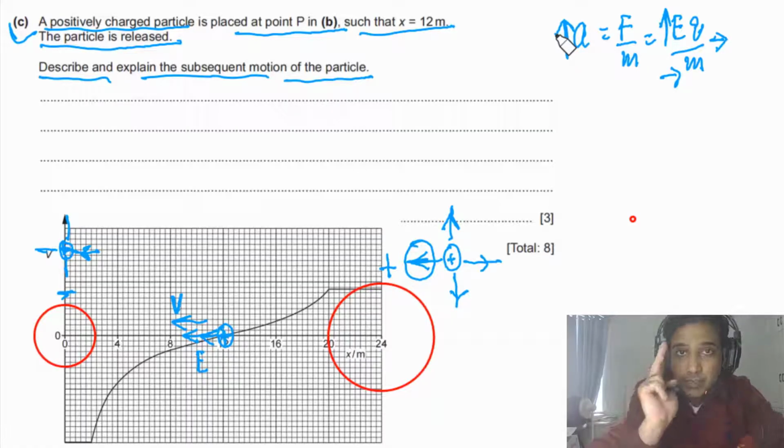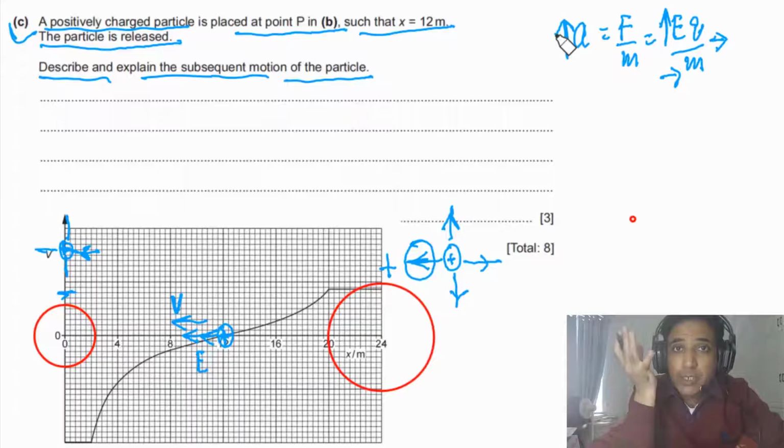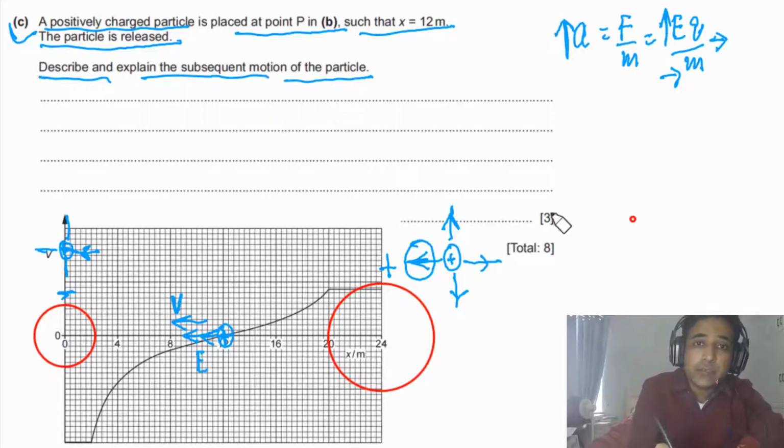So a few points you have to write down. First point, you will say the particle will experience an electric force to the left, and the magnitude of the electric force is increasing, so the acceleration of the particle will increase and the particle will move to the left. These points you simply have to write down in your answer, and this question has 3 marks. If you write down these points, you will get 3 marks.